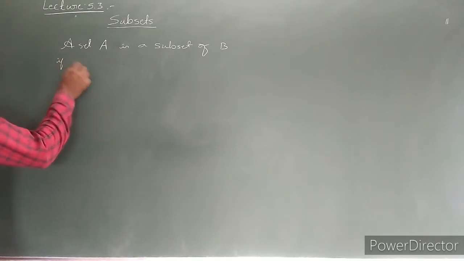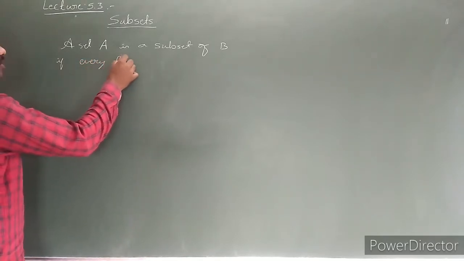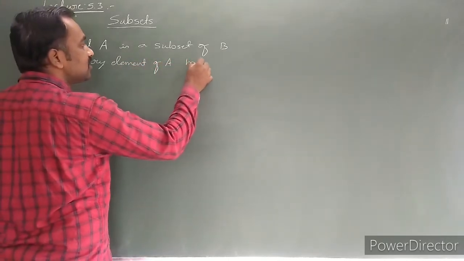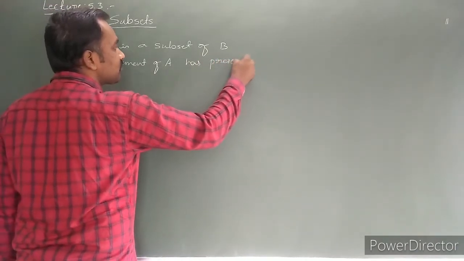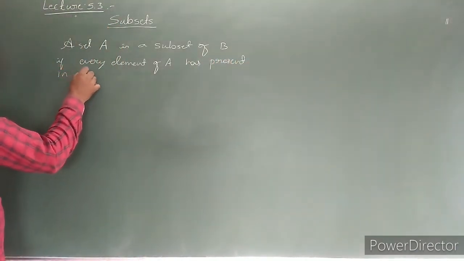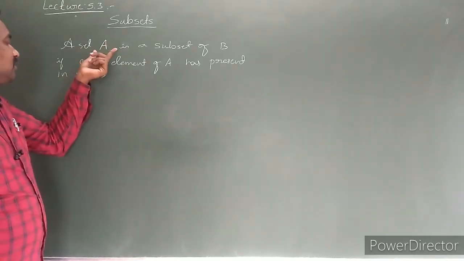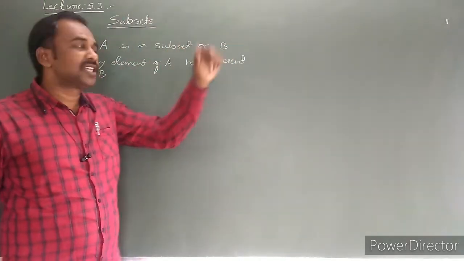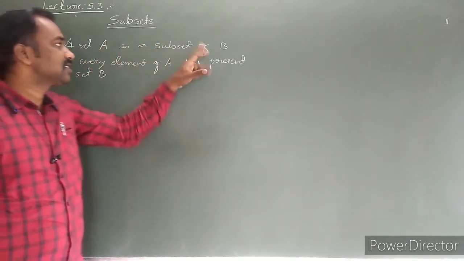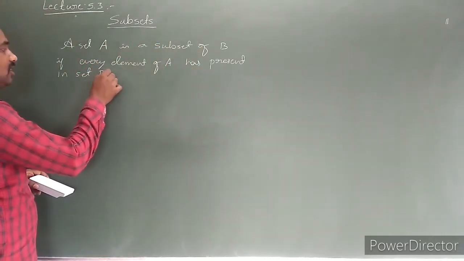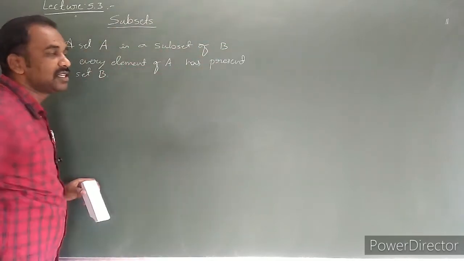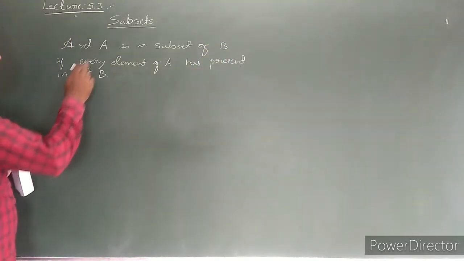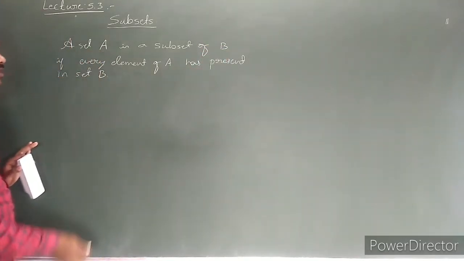if every element of the set A is present in the set B. Whatever elements are present in the set A, all those elements must be present in the set B. In such a case, we can call A a subset of B. Are you clear? All the elements of set A must be present in set B. Then A is said to be a subset of set B.